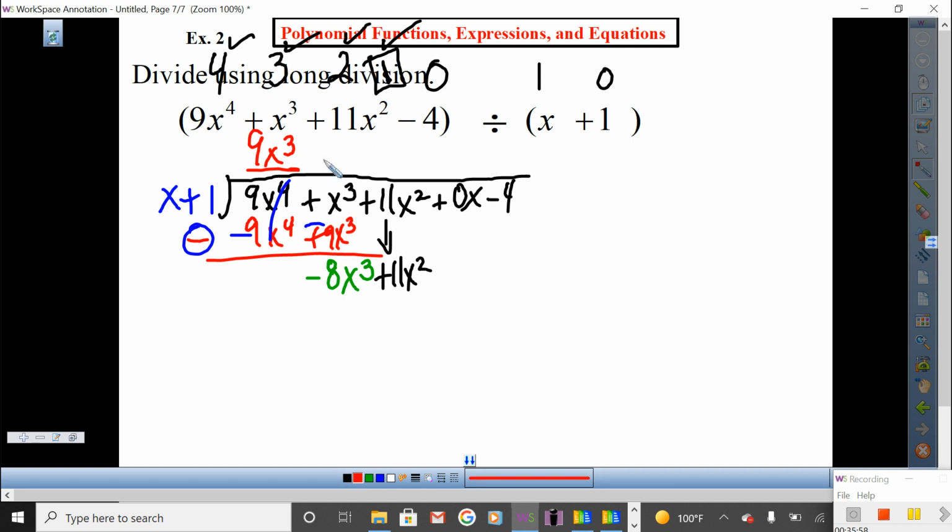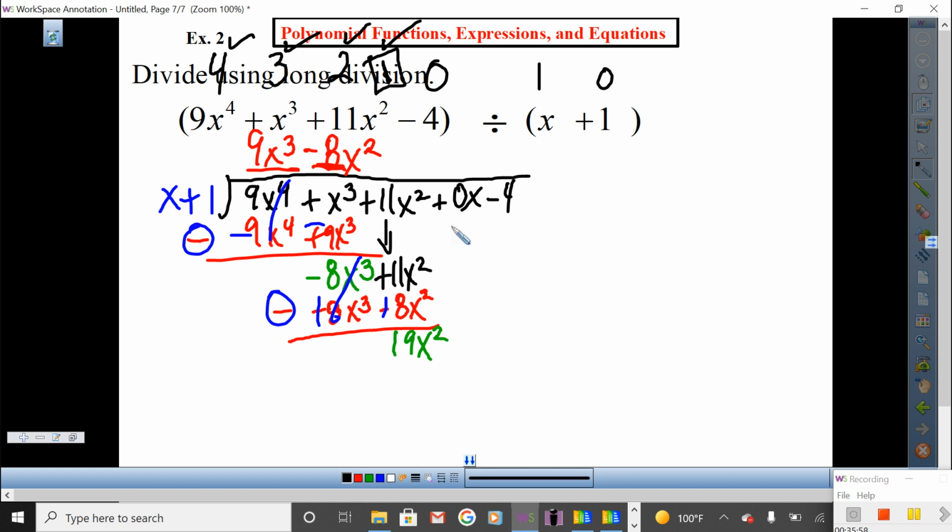We do the process one more time. What times x gives me negative 8x cubed? Well, that's negative 8x squared. What is negative 8x squared times x? That's negative 8x cubed. Negative 8x squared times 1, that's negative 8x squared. And we're going to subtract. What does that mean? We distribute this to these two, so this becomes positive, this becomes positive. So this cancels. What is 11 plus 8? 11 plus 8, that's 19x squared.